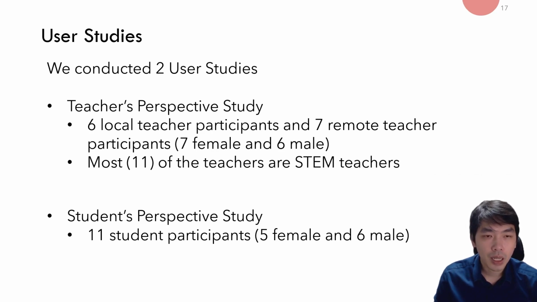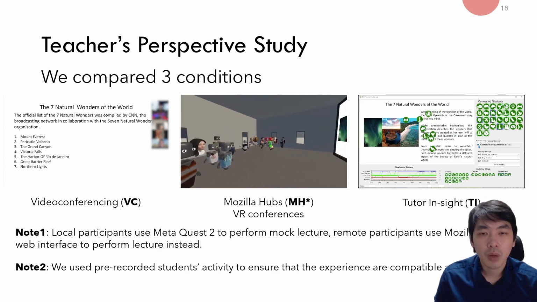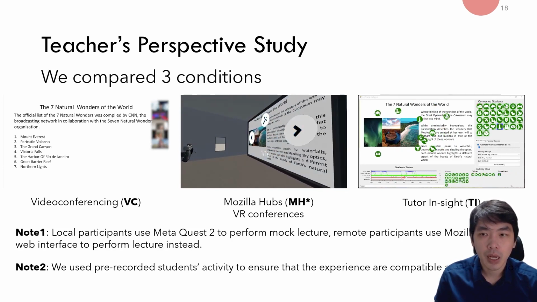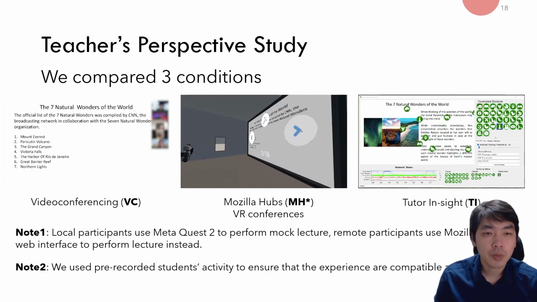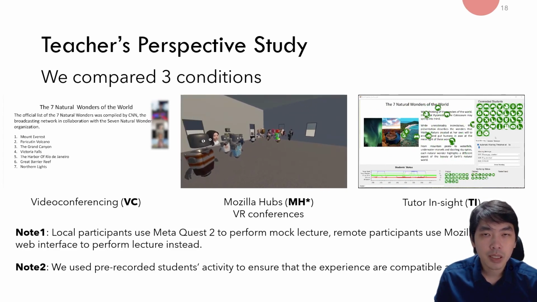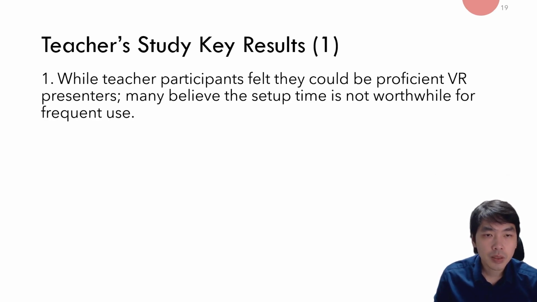We recruited 11 local students to join our students' perspective study. We asked teachers to compare presentation tools by giving a mock presentation in 3 different conditions: video conferencing, Mozilla Hubs, and Tutor In-sight. During the mock presentation, we asked the teacher to engage with the student as if they were teaching the real class. We used pre-recorded student activity to ensure that the experience is comparable across conditions.